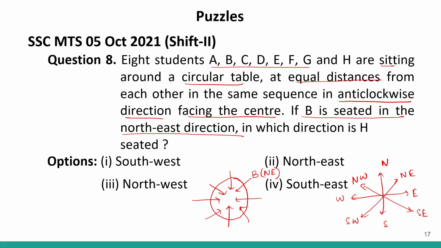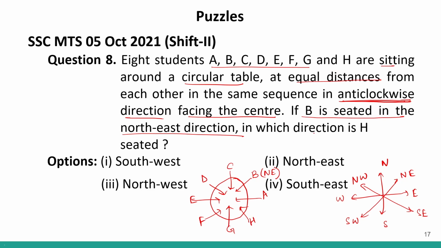And they are sitting in which direction? Anti-clockwise. Anti-clockwise means like this. This is your anti-clockwise direction. So after B, I will have C, D, E, F, G, H and A. So they are sitting in anti-clockwise direction. Look from A, then B, C, D, E, F, G, H, they are sitting in anti-clockwise direction. And B is in the northeast.